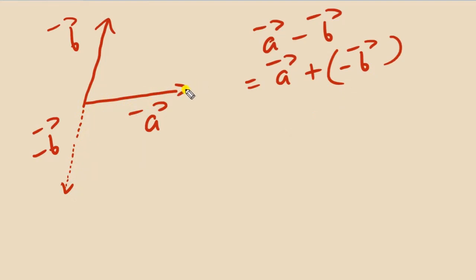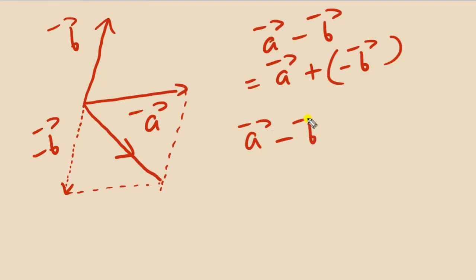Let's say now if we apply parallelogram law, then we will first complete the parallelogram, and this would represent vector a minus vector b, because we are doing nothing, just adding vector a and minus vector b, right? I hope you got it.